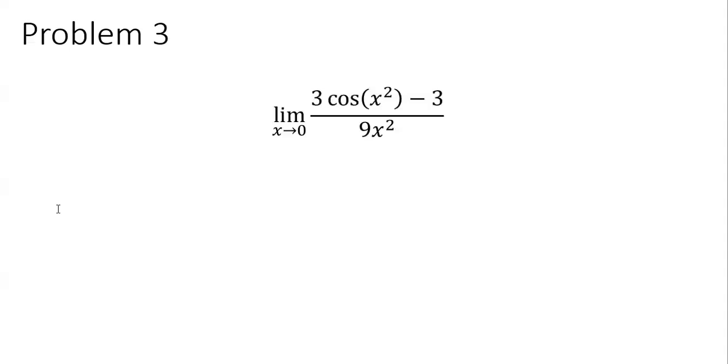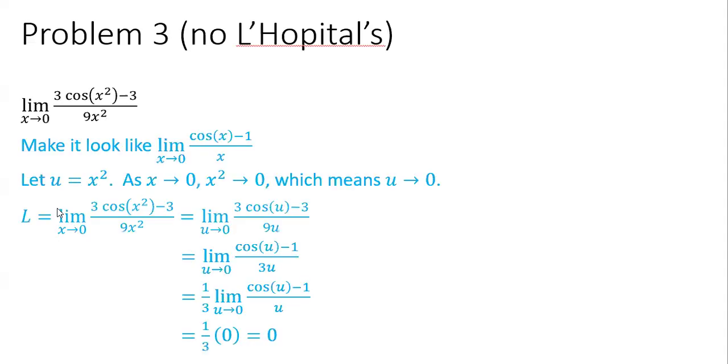How about number 3? How do we solve this limit? We're going to use the same technique as the other one. We want to make it look like our special trig limit we memorized. So we let u be x squared, for example. As x approaches 0, hopefully you would agree that x squared would also approach 0. You can imagine I just squared both sides, which means since u is x squared, u approaches 0.